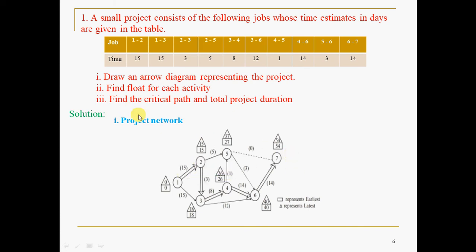So this is the network. Now find float for each activity, and find the critical path and all. There are many ways of solving this problem, but of course the classical way is this one. At each node, you draw one square box and one triangle box above that. How many nodes do you have? 7 nodes. Then how to fill these values, let us see. Before that, you have to write the time estimates, for example for 1 to 2, 1 to 3, 3 to 4, all these given.